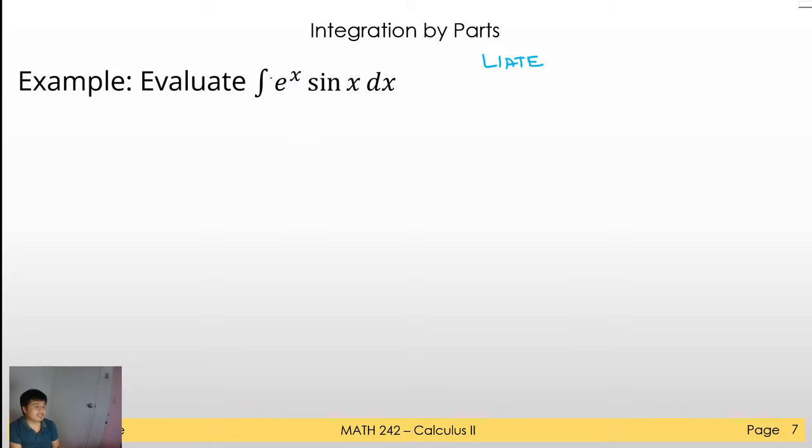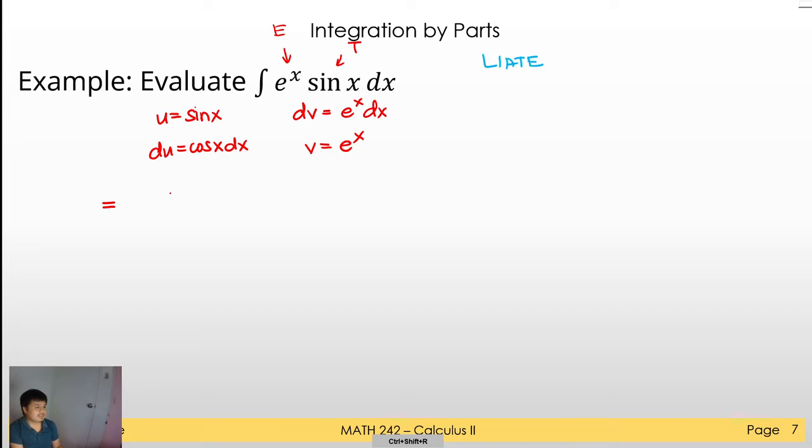So choosing u and dv, this is exponential, and this is trigonometric. Therefore, what we should choose as u will be sine x, and dv here is e raised to x dx. Finding the derivative of sine x to find du, we have cosine x dx, and for the integral of e to the x dx, v is equal to e raised to x again.